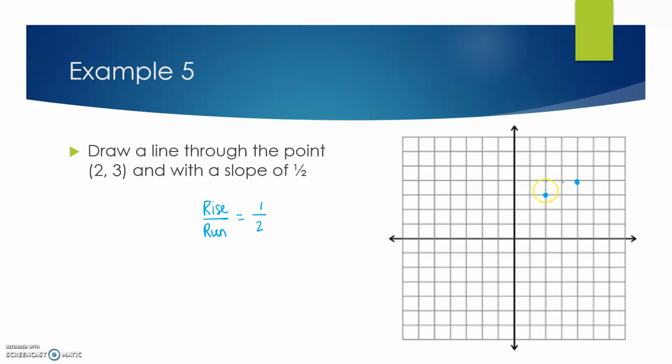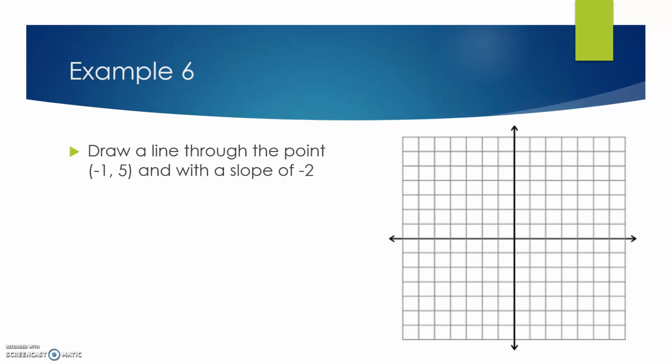Rise 1, run 2. And I'm going to do that one more time just to make sure. Rise 1, run 2. And then I'm going to connect those with a line. And remember, a line has arrows on either end. Just like that.